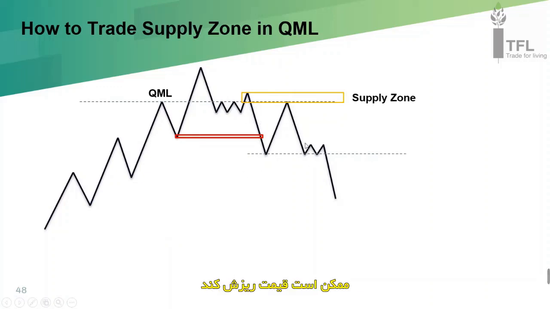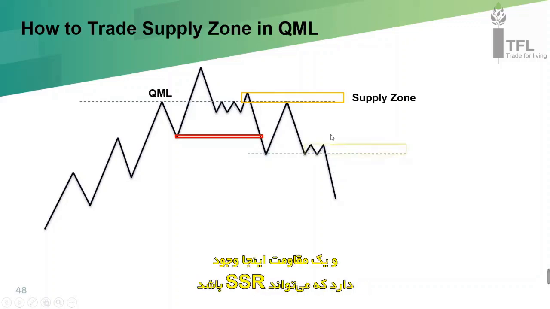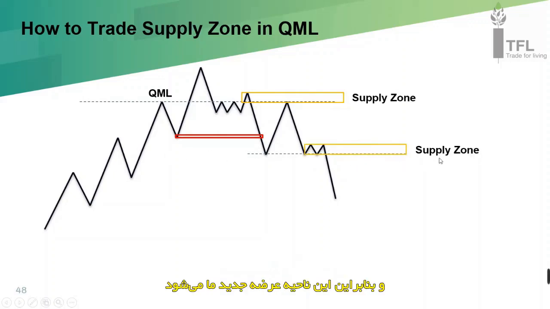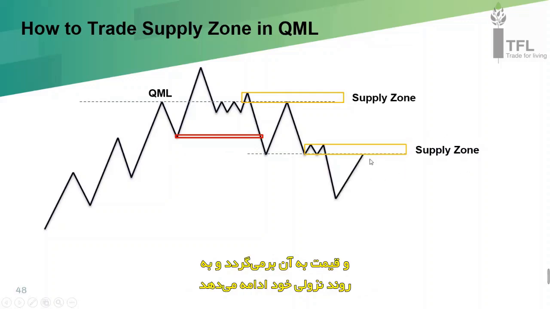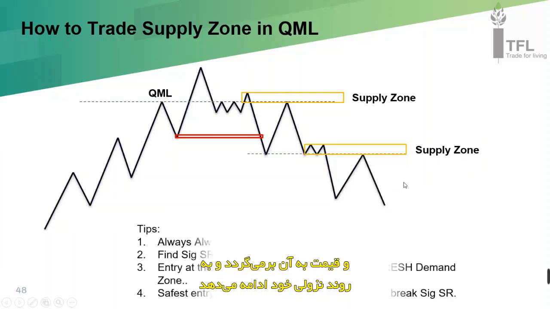So when it drops, it might create another drop-base-drop over here. Can you see it? Drop-base-drop. And then what happens is that there is a resistance. Maybe at the back, there might be SSR. And this is our new supply zone. And the price comes back and then continues dropping all the way.